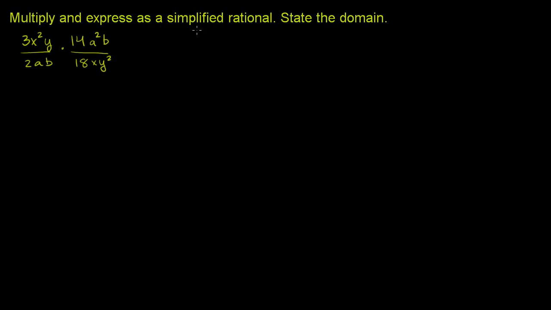Multiply and express as a simplified rational. State the domain. So we'll start with the domain. The only numbers that will make this expression undefined are the ones that would make the denominator equal to 0. And that situation would occur when either a, b, x, or y is equal to 0. If any of those are equal to 0, then we have an undefined expression.